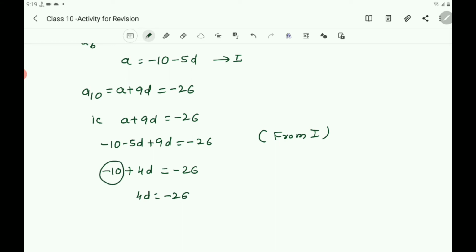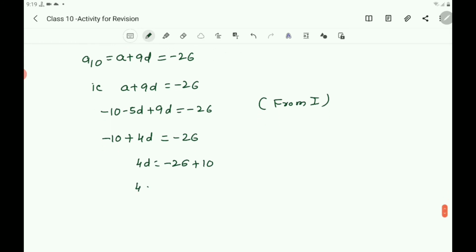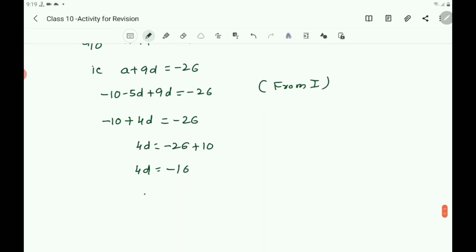You would bring this minus 10 to RHS. That becomes plus 10. Then you will get 4D equals minus 26 plus 10. 26 minus 10 is 16. Here these two are having different sign, so we have to subtract the smaller from the greater. So you have to subtract 10 from 26. That is 26 minus 10 is 16. But the greater number, minus 26, is having negative sign, so you must put minus 16. Then D equals minus 16 by 4.